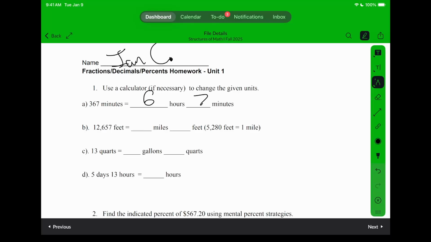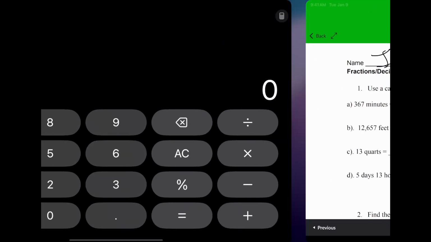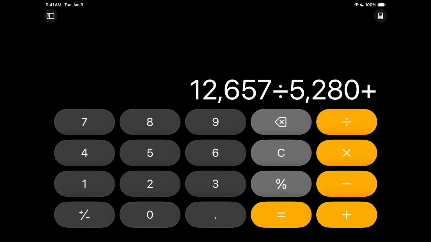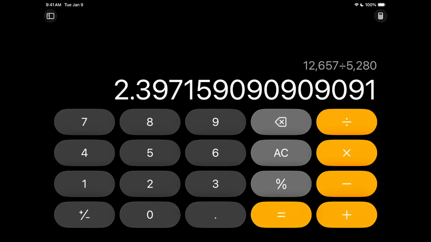The next one is 12,657 feet in miles and feet. It also gives us 5,280 feet is 1 mile. So how we're going to do this, we can use a calculator. So we're going to do 12,657 divided by 5,280. Oh, that is not what I wanted. See this weird decimal? The whole number is right. It is 2 miles. But then the decimal doesn't tell us how many feet there is.